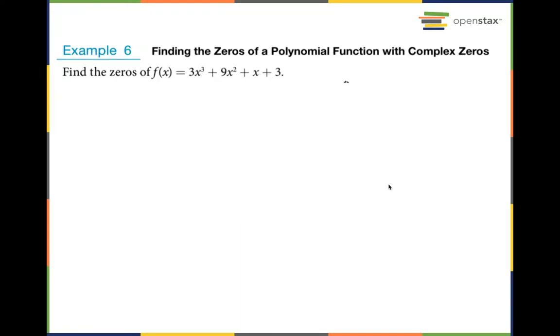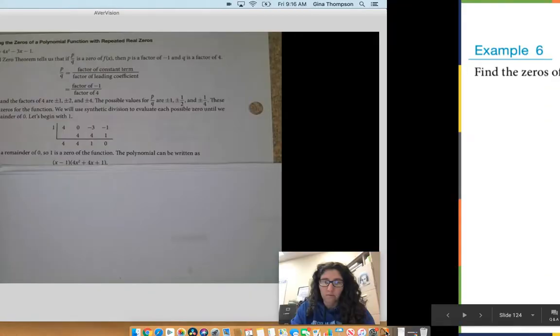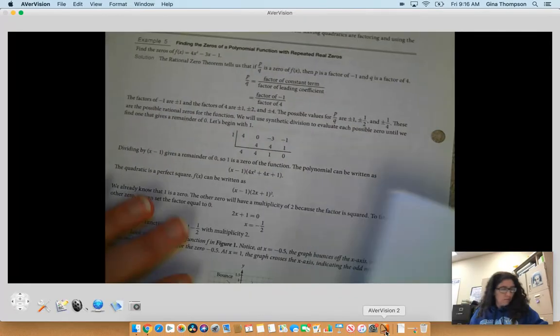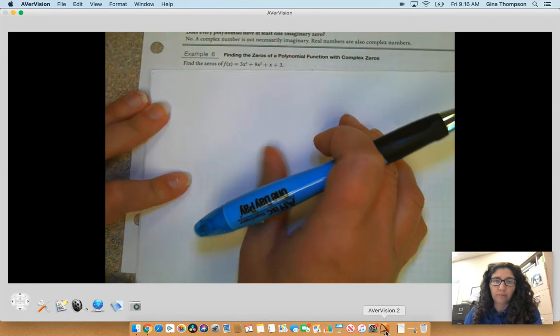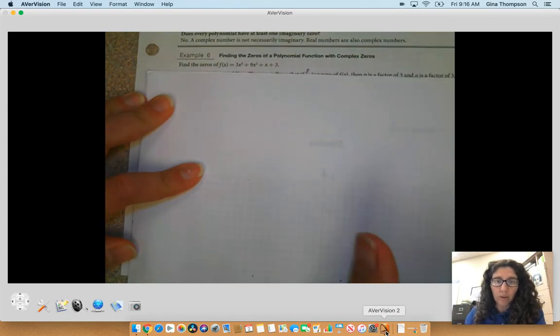All right, let's do it again. Let's do another example. Let's do example 6, which is here. Find the zeros of this polynomial. Okay, phrasing just like we had last time.